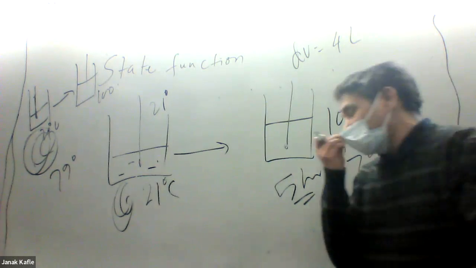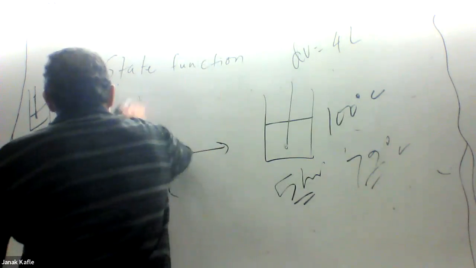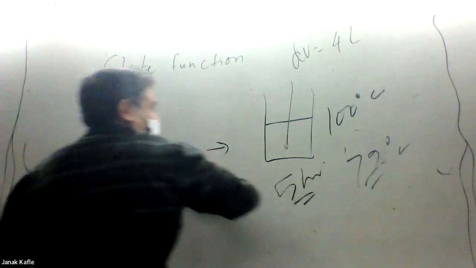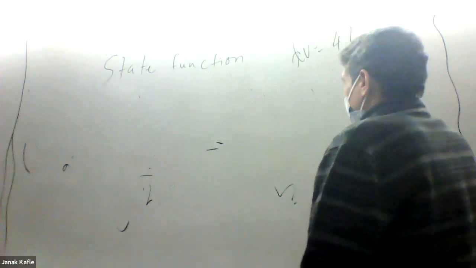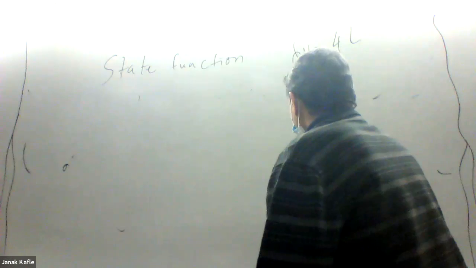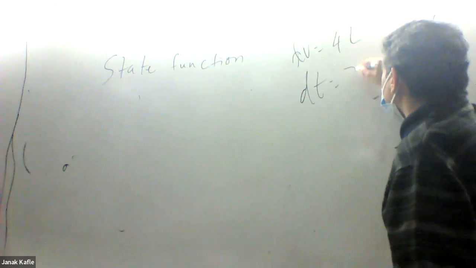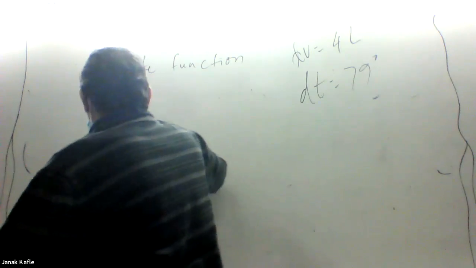So now let's look at another one. And so that was a change in volume. The change in temperature, I showed you, 79 degrees centigrade. So this is also a state function, right? Now let's look at the pressure change.